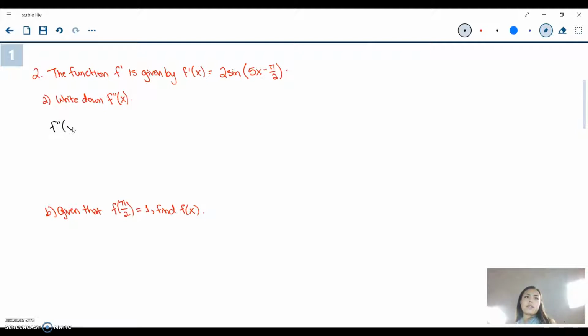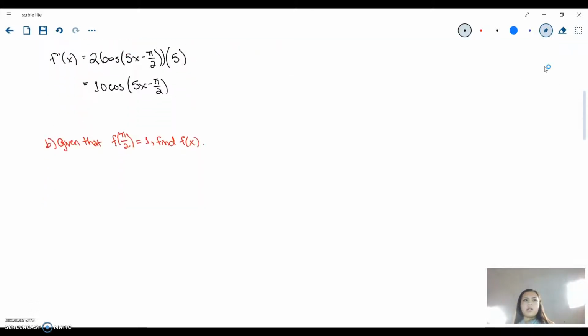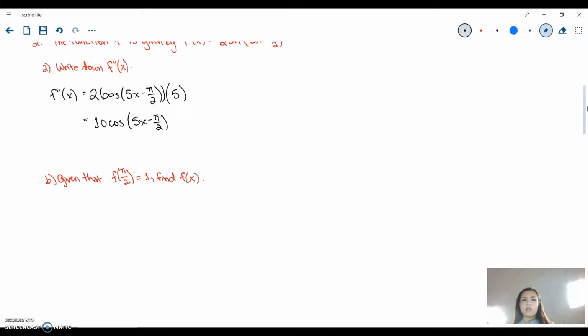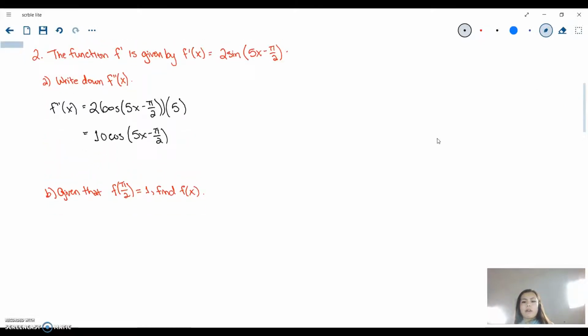So the second derivative equals, 2 is a constant, so we put 2 sine 5x minus pi over 2. The derivative of that would equal cosine of whatever follows, 5x minus pi over 2. We'll have to multiply by the derivative inside the parentheses, so that is 5 minus pi over 2. Pi over 2 is a constant, so it's just 5. So I get here just 10 cosine 5x minus pi over 2. Now, given that f of pi over 2 equals 1, find f of x.